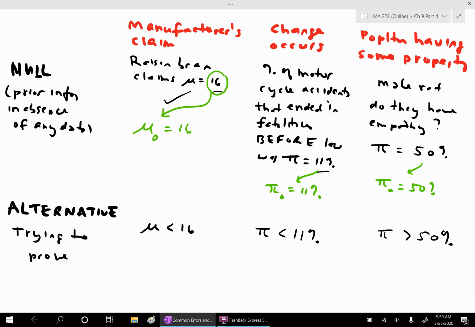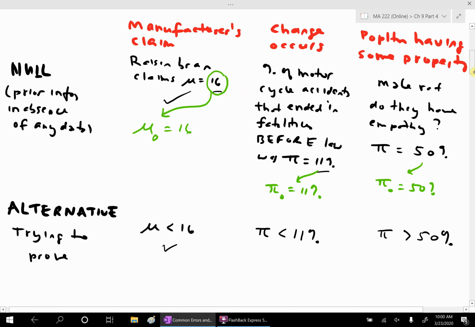For example, you could test to see if the average was greater than 16 ounces. Would anyone care? No. I mean, maybe Raisin Bran might care, right? But if we're talking about a class action lawsuit, it's obvious that we're testing to see if they're getting less than what the manufacturer advertised, okay?